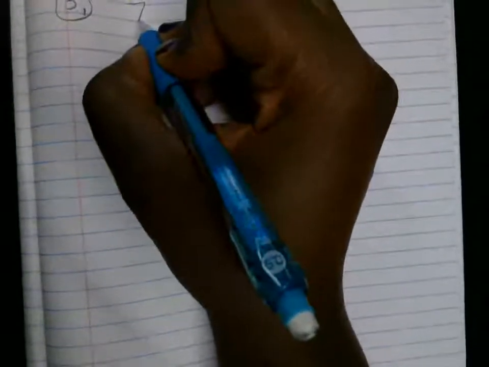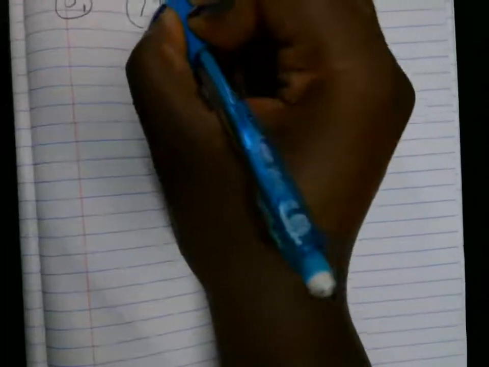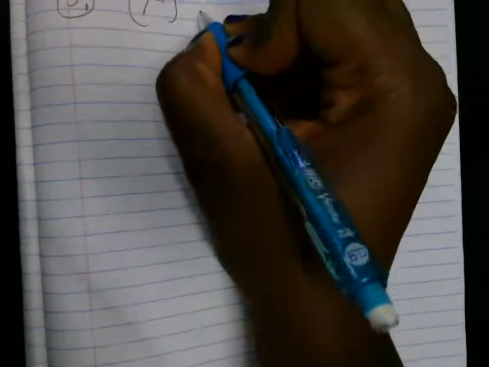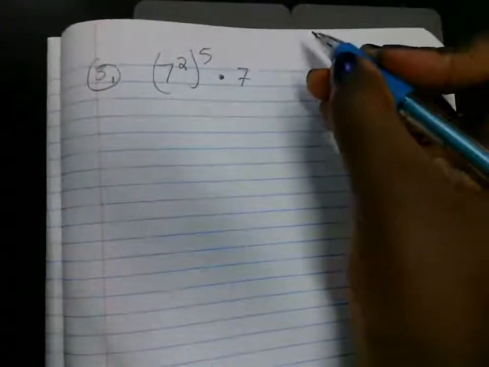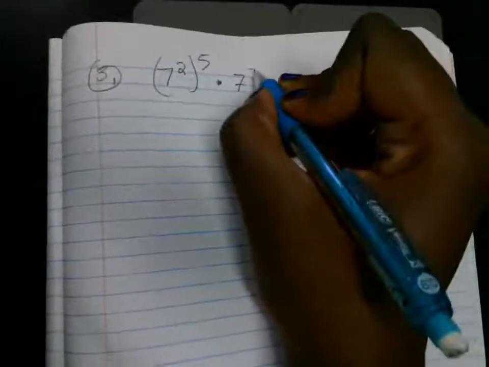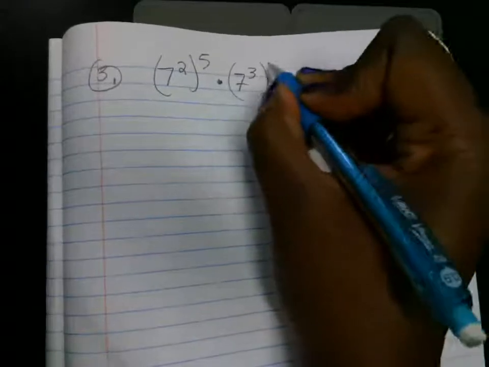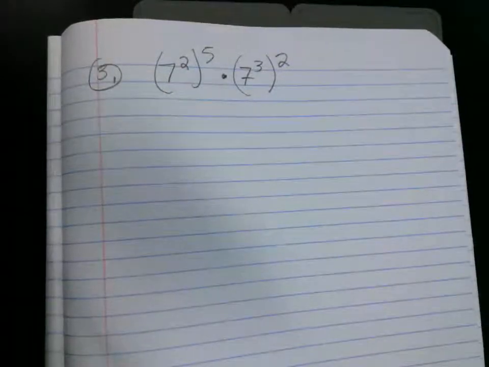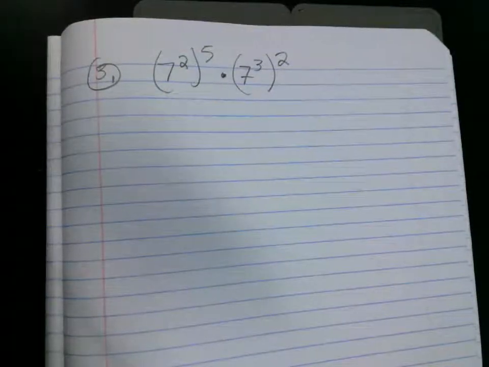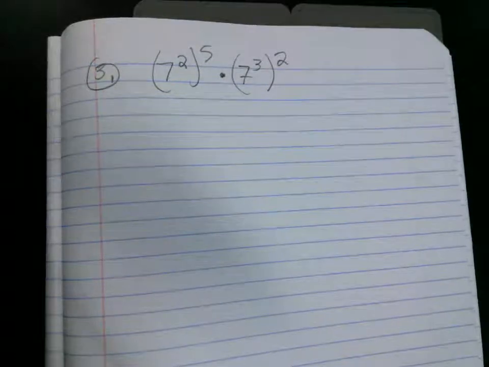Okay? All right, here we go. Let's do this problem. You have 7 to the second power, raised to the 5th, times 7 to the third power, and we're raising that to the second. We're going to write our answer in exponent form. Okay, I'm going to give you time to think about what you do first, and then I'm going to tell you how we would do this, okay?